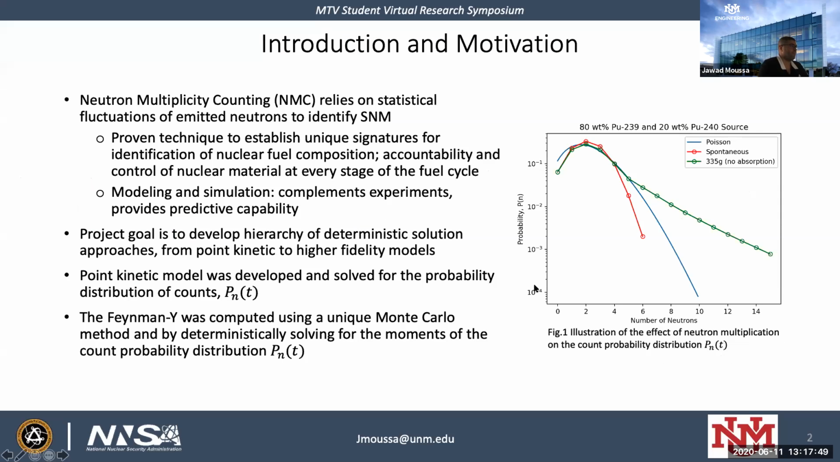So to start off, I want to take a moment to talk about neutron multiplicity counting and how it relates to the work that we're doing and NNSA's mission. Neutron multiplicity counting has been widely used in nuclear safeguards due to its benefits in identifying special nuclear material. It provides unique signatures that allow for the identification of these specific materials. The goal of this project is to develop a hierarchy of deterministic solutions, starting from a point model and working up to higher fidelity. These modeling and simulation techniques are going to complement experiments and provide predictive capabilities.